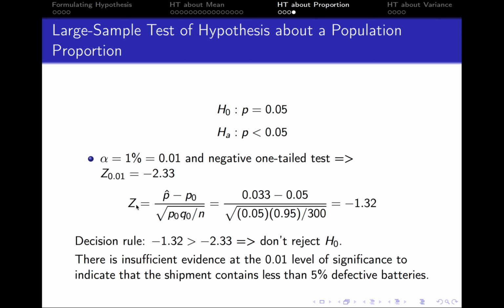After this, we calculate the z-score. We substitute everything into the formula. Instead of p-hat, we put 0.033, p0 is 5% or 0.05, and in the end, we get that the z-score is equal to negative 1.32. After this, we need to decide whether we should reject or accept the null hypothesis. Since the estimated z-score of negative 1.32 is higher than the critical z-score of negative 2.33, we cannot reject the null hypothesis. Therefore, we conclude that there is insufficient evidence at the 1% level of significance to indicate that the shipment contains less than 5% defective batteries.